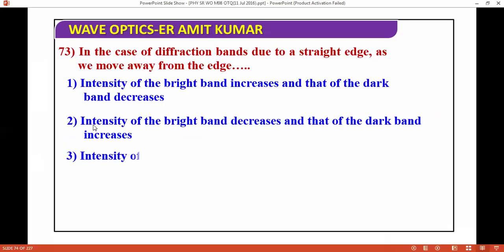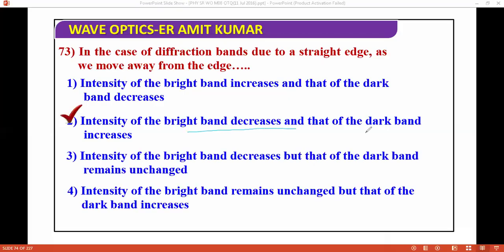The correct answer for this question is: the intensity of the bright band decreases and that of the dark band increases. So in the diffraction bands due to the straight edge, as we move away from the edge, the intensity of the bright band decreases and that of the dark band increases. So next question we are moving ahead.